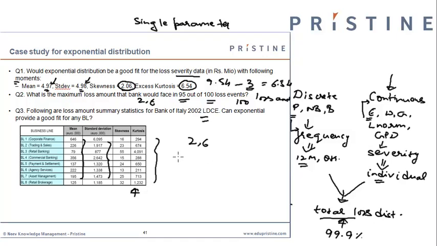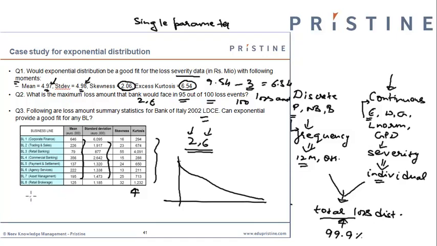Therefore, exponential will only be a good fit if the histogram of the data set looks something like this, and if the skewness and kurtosis of the data is close to 2, 6 and mean is equal to standard deviation.